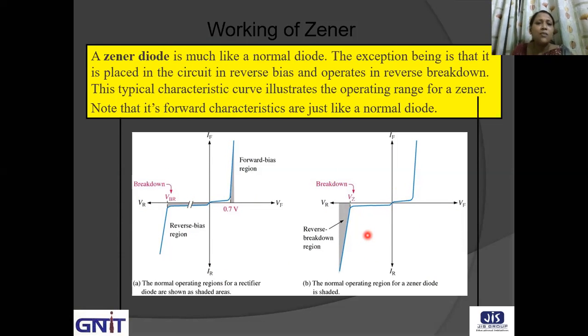So a Zener diode is much like a normal diode, the exception being that it is placed in the circuit in reverse bias and operates in the reverse breakdown condition. This typical characteristics curve illustrates the operating range of a Zener diode. Note that the forward characteristics are just like a normal PN junction diode. Look at the first quadrant of the diagram. It is just like a normal PN junction diode.